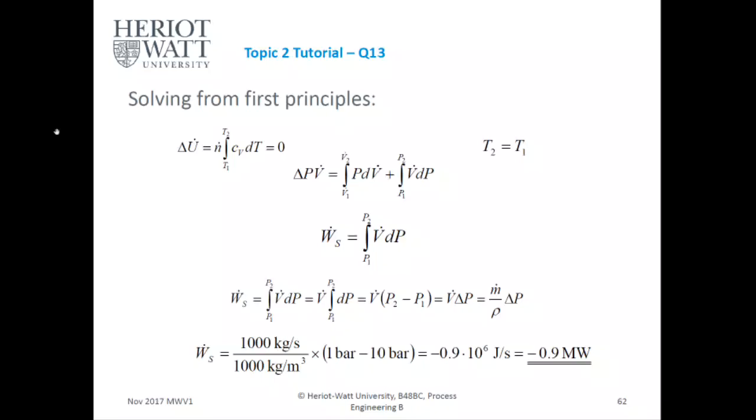So your shaft work equals volumetric flow rate multiplied by the change in pressure, and your volumetric flow rate is your mass flow rate over density, so the amount of mass you have and the density. Multiplied by pressure, so you have the mass, you have density, you can calculate the shaft work, which equals negative 0.9 megawatts.